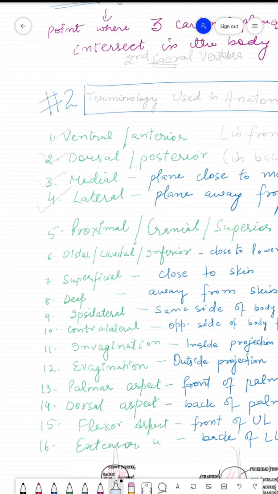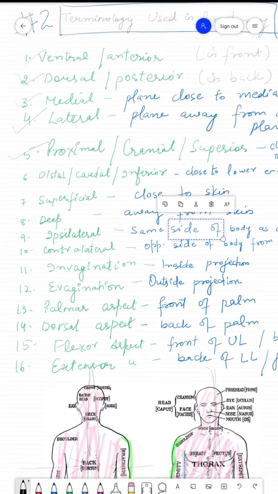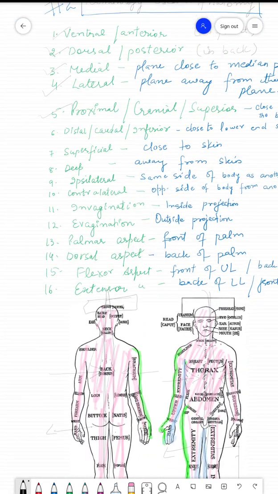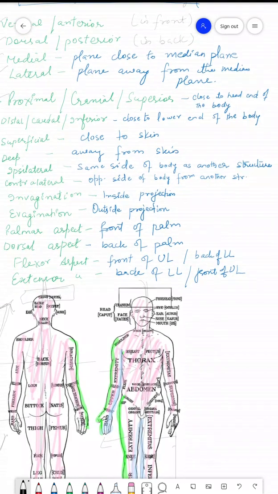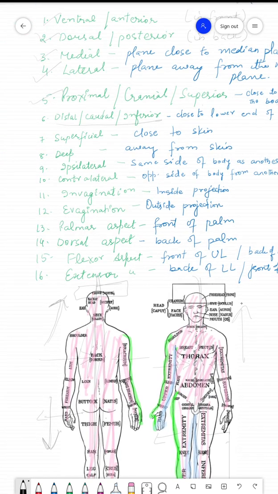So then the next terminology is the proximal, which is also known as cranial or superior. Now this is the proximal part, or the cranial part, or the superior part. Upwards is the superior, cranial or proximal, and downwards is the distal, caudal or inferior. Close to the head end of the body is the proximal, cranial or superior, and close to the lower end of the body is the distal, caudal and inferior.